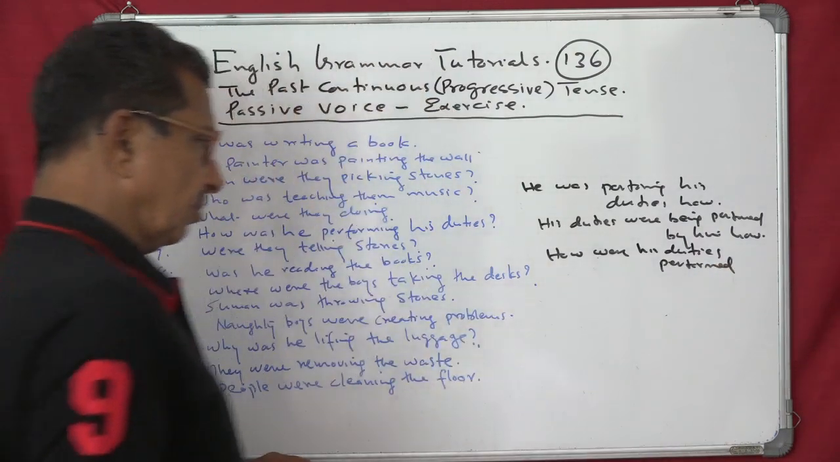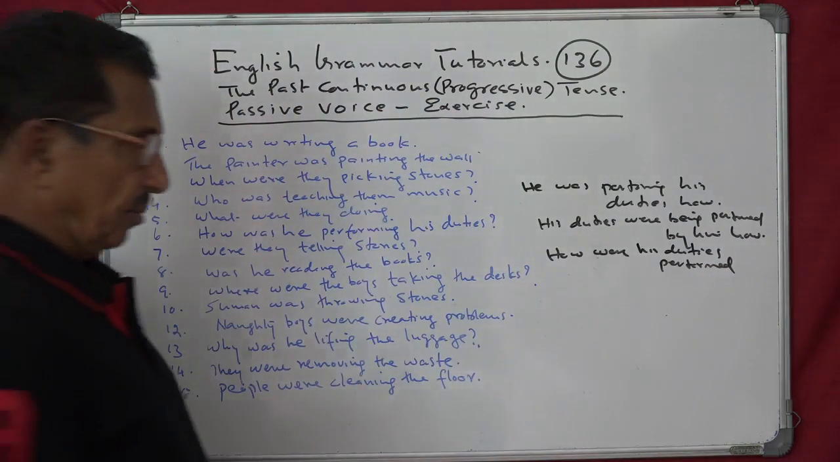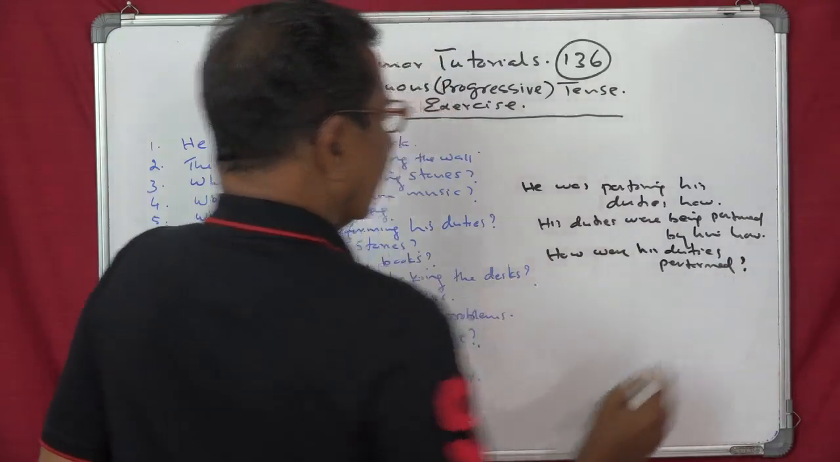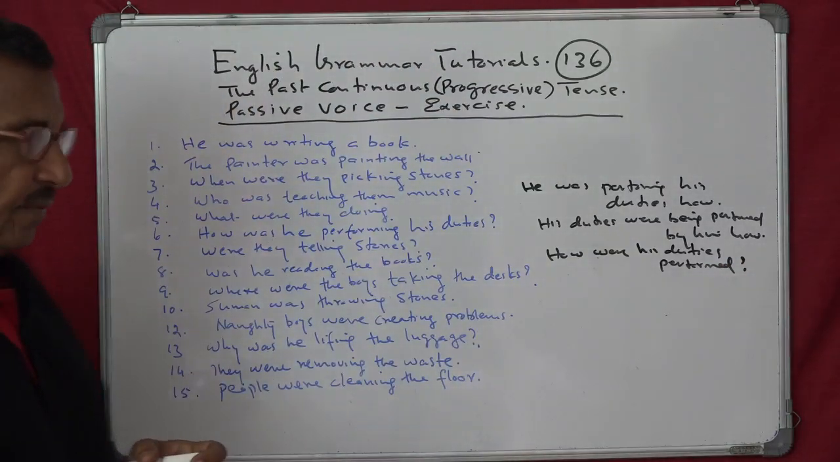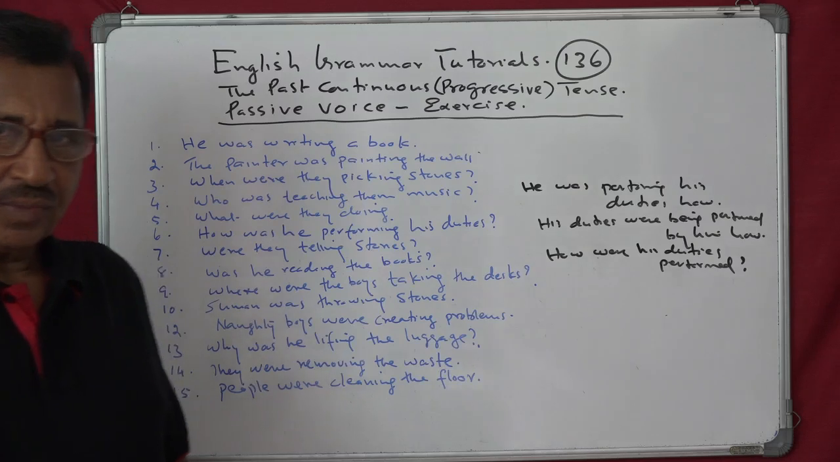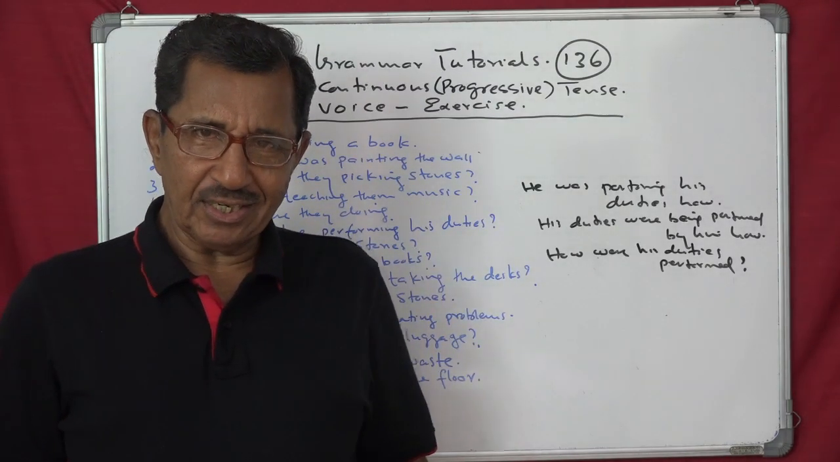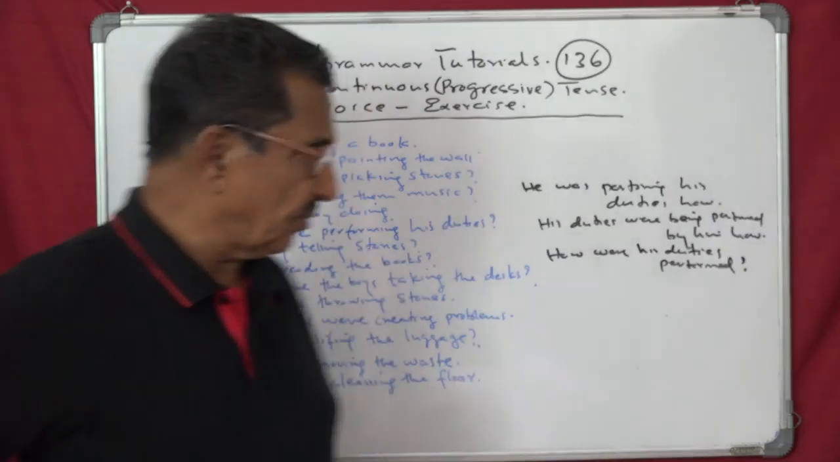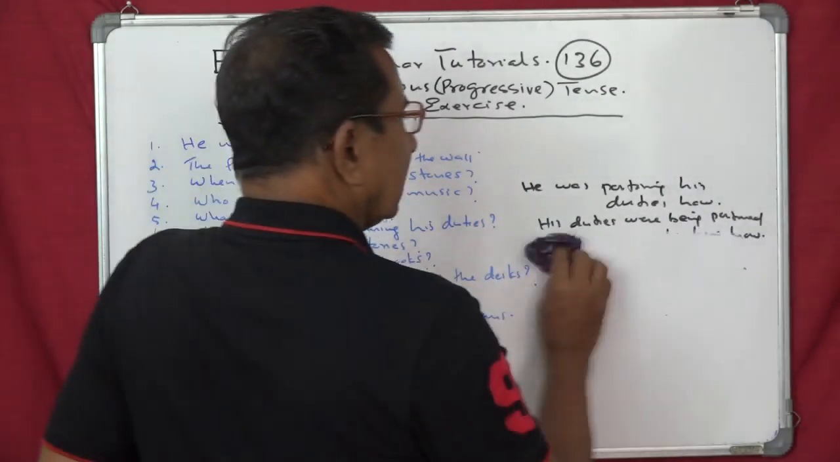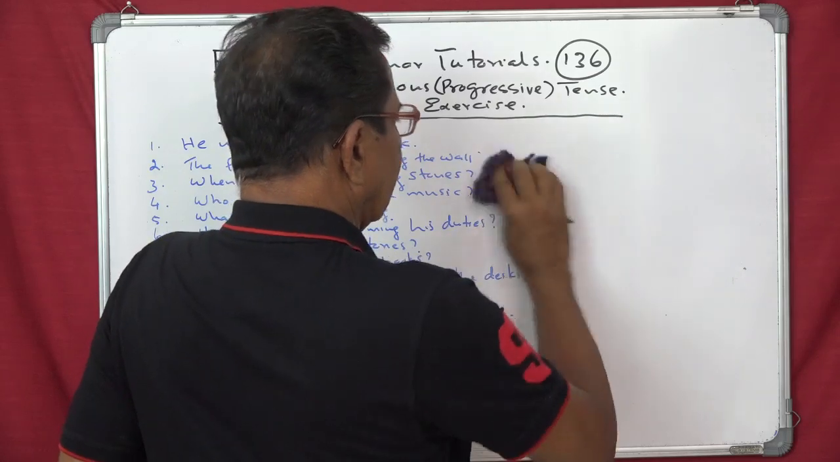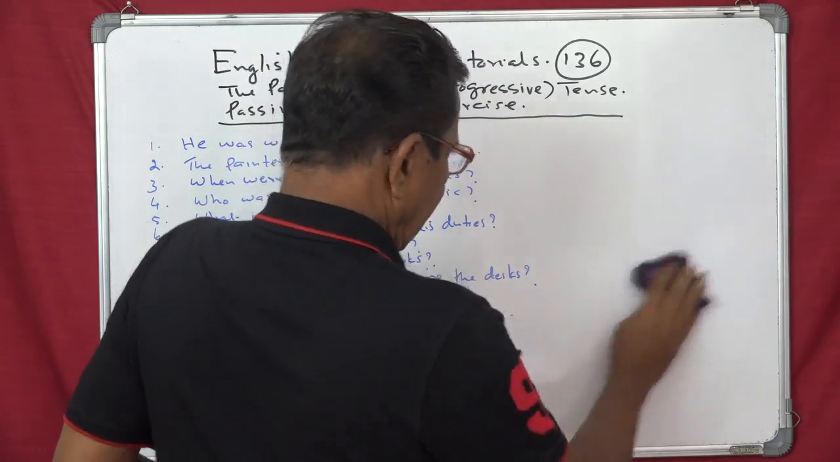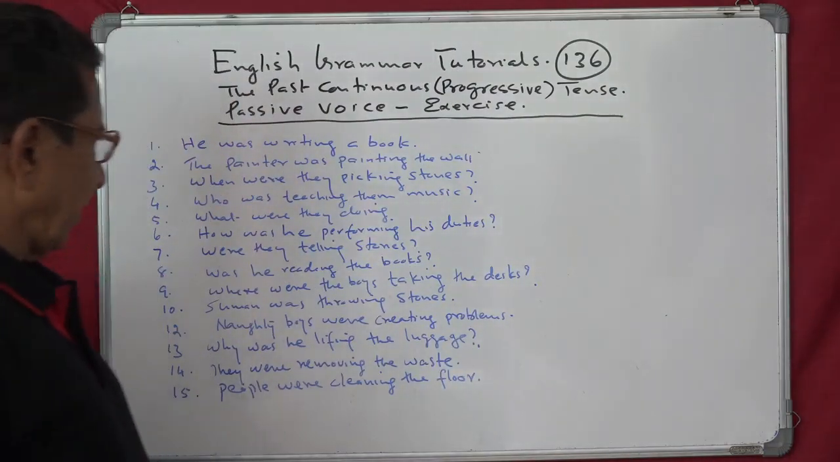By him is understood. How were his duties performed? And he was performing his duties. That is active and this is passive. See, questions, you convert them into a statement and then it becomes very easy for you. Because in a question, in some places, the subject and object may be difficult to identify.